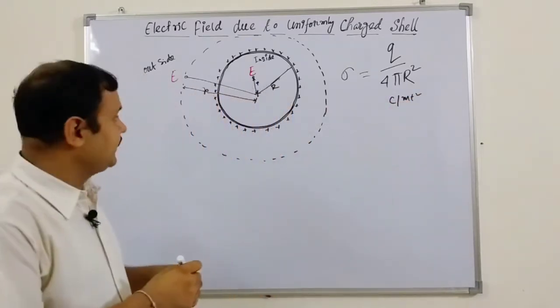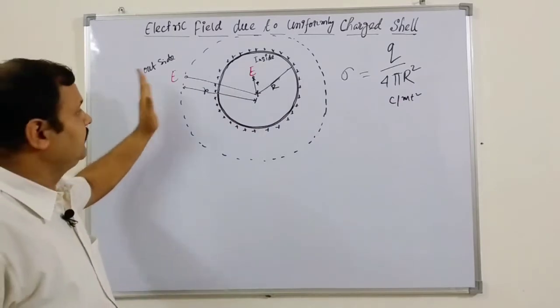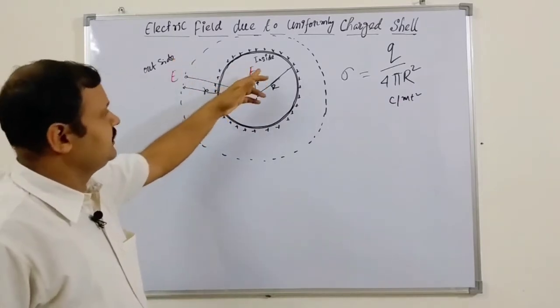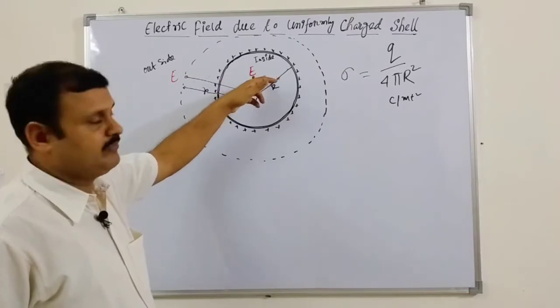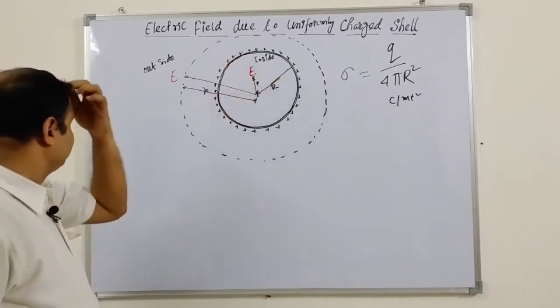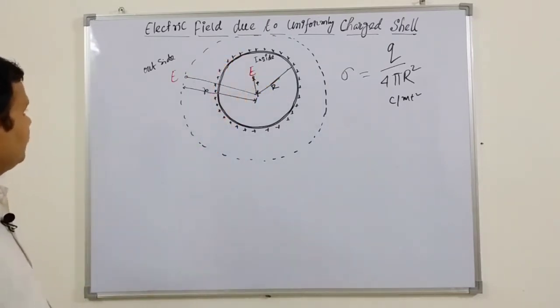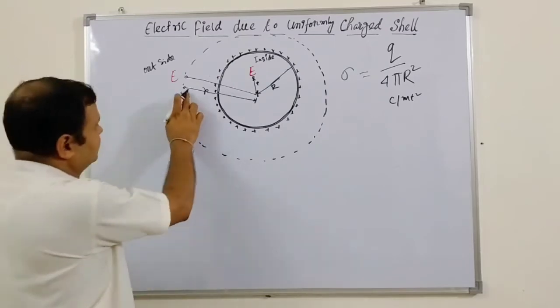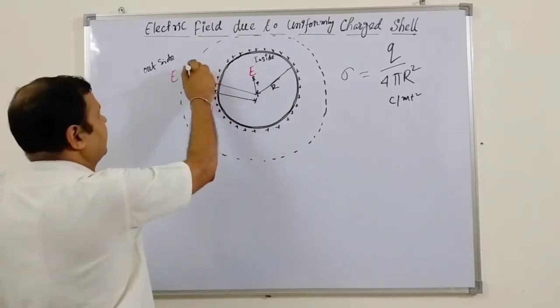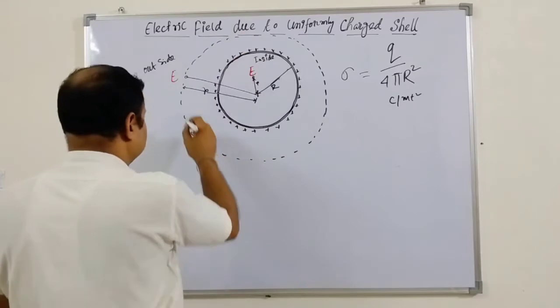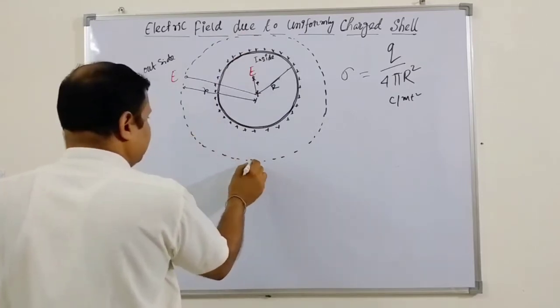Now we have to find out what would be the field outside due to the charged sphere, and inside of this spherical empty shell, what would be the electric field. Now see, for outside, suppose at a distance of r, we need to find out what would be the field due to this charged shell.